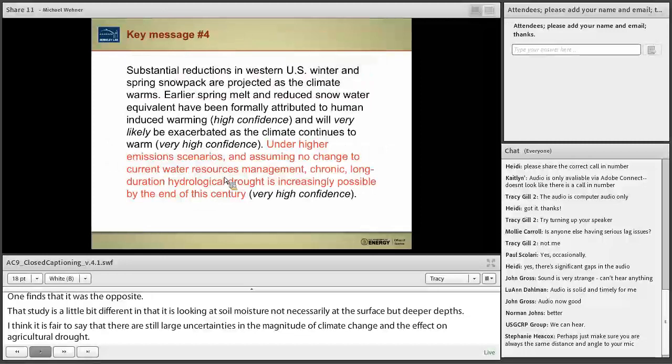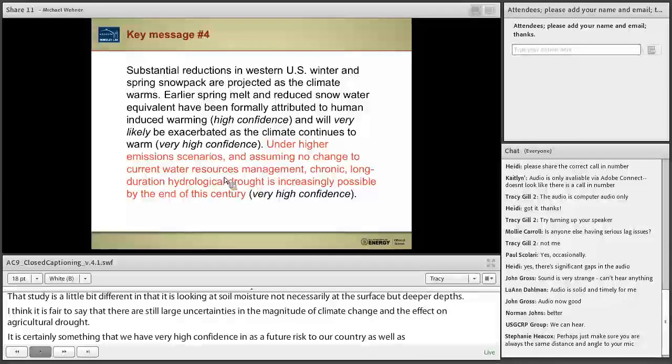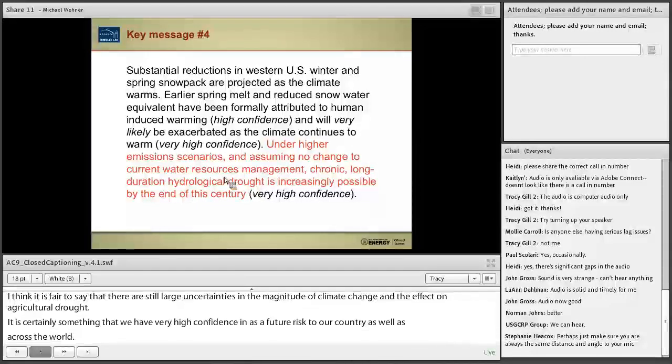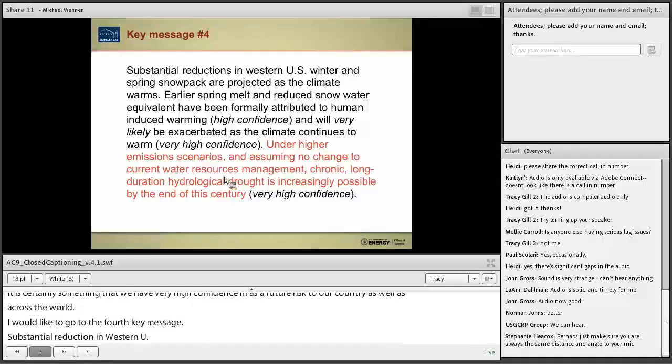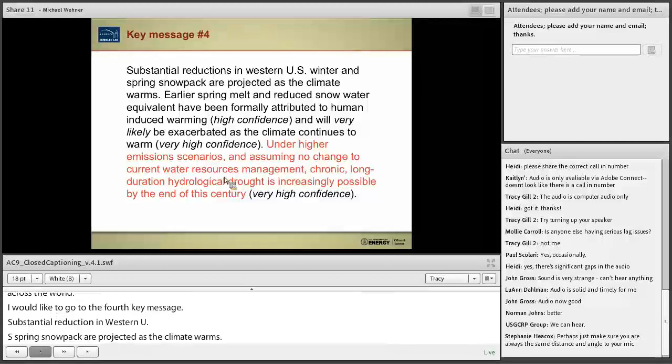Well, I'd like to go to the fourth key message. I'll read this one. Substantial reductions in western U.S. winter and spring snowpack are projected as the climate warms. Earlier spring melt and reduced snow water equivalent have been formally attributed to human-induced warming and will very likely be exacerbated as the climate continues to warm.